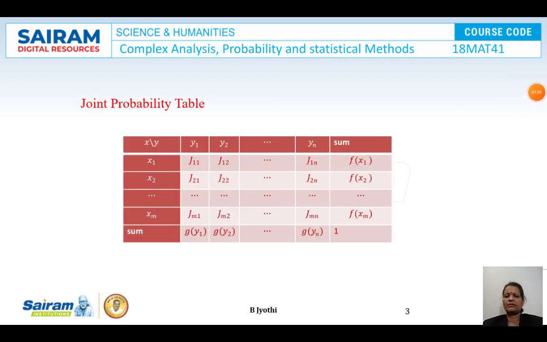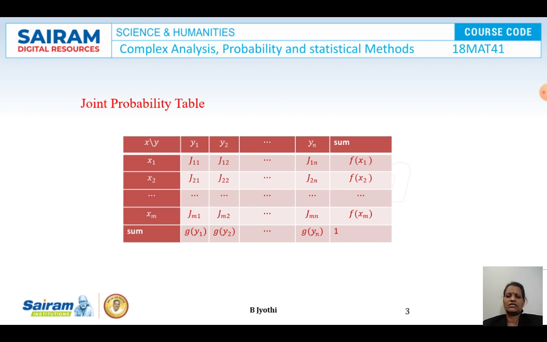The joint probability table. So here x1, x2, x3, etc., xm and y1, y2, y3, yn, the sum of these values will be f(x1), f(x2), f(xm), and whose total, if you take column wise, is going to be equal to 1. Similarly, row wise, that is the column totals, g(y1), g(y2), etc., will also be equal to 1.